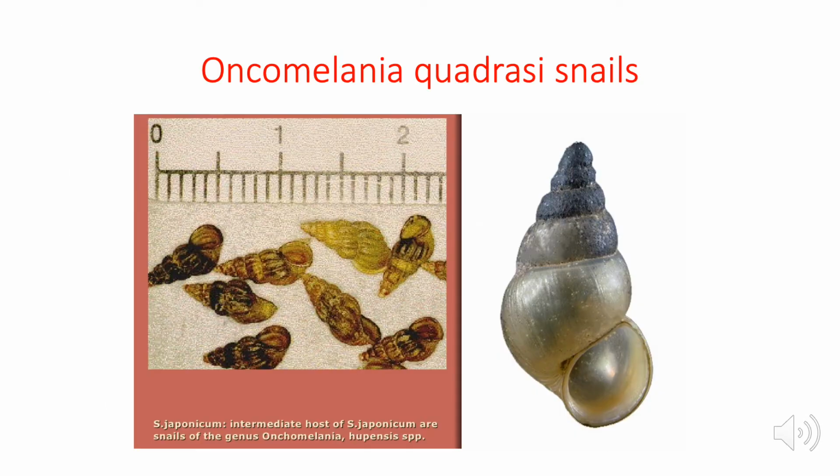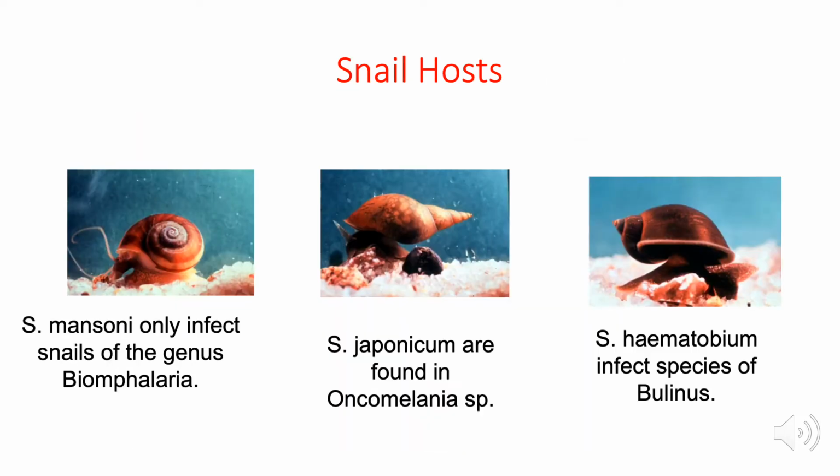The only intermediate host in the life cycle of Schistosoma species is the snail. In the case of Schistosoma japonicum, it particularly infects the Oncomelania quadrasi snail. These are the different snail hosts of the 3 species of Schistosoma, and I want you to memorize their names by heart. So I'll give you 5 seconds to familiarize yourselves with the names of the snail hosts of the 3 species of Schistosoma. Timer starts now.